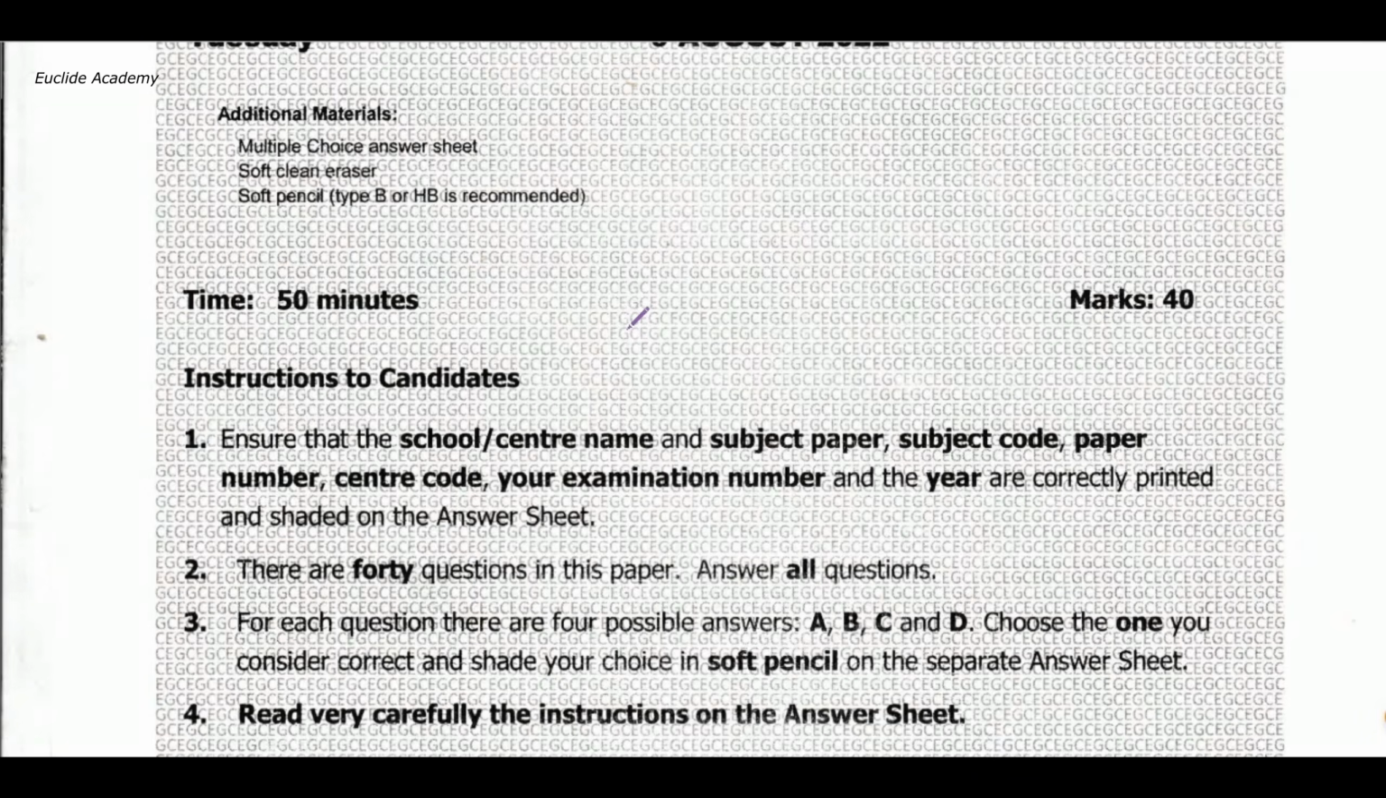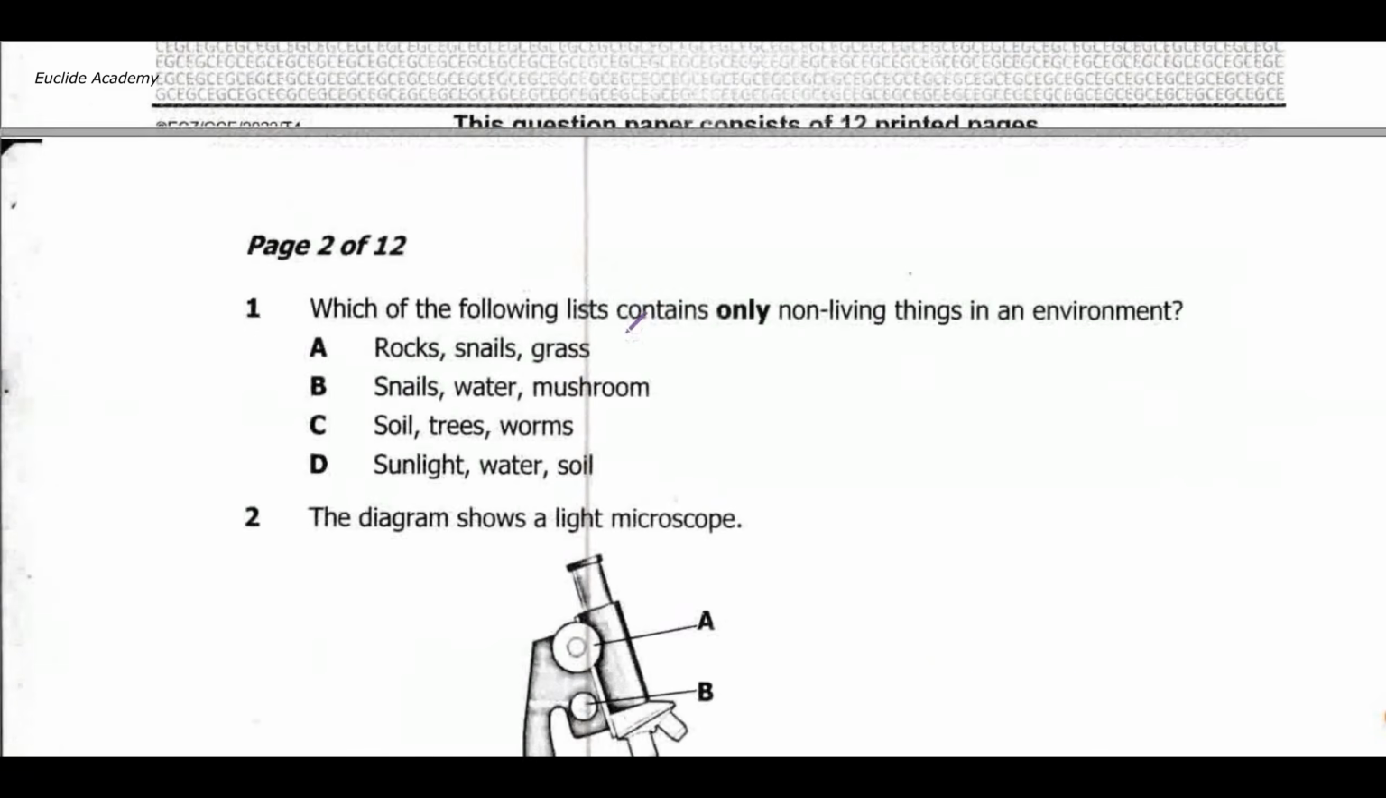I always advise my students to leave 10 minutes extra to go through the paper and go through your details and make sure everything is in order. That 10 minutes you should always put aside. So let's jump into it.